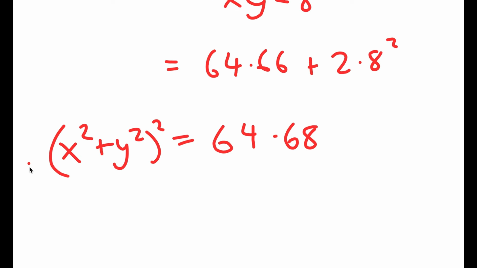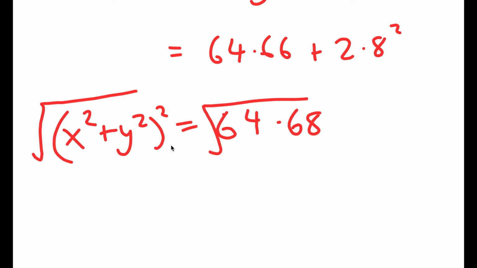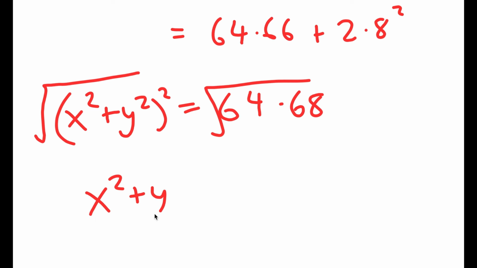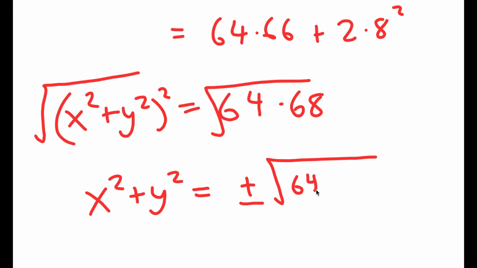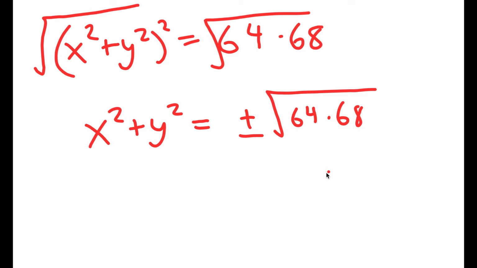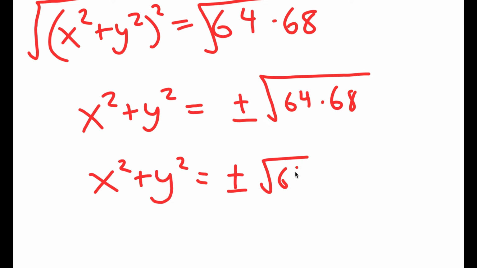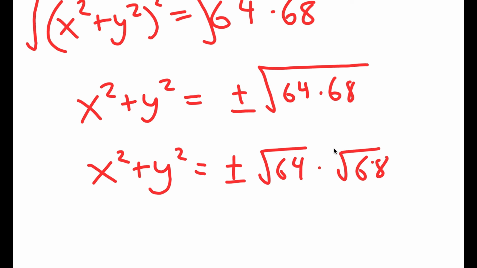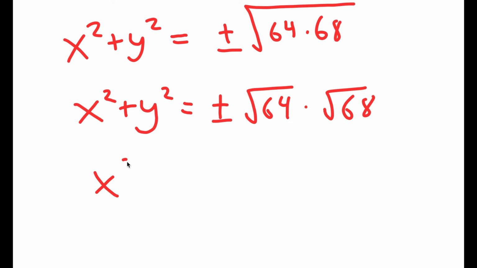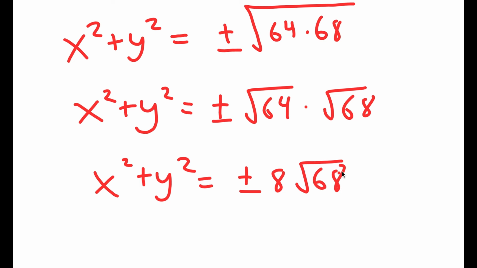So now what I'm going to do is I'm going to take the square root of both sides. So now I get that x squared plus y squared is equal to positive negative square root of 64 times 68. And this is the same thing as positive negative the square root of 64 times the square root of 68. And if you guys already know, the square root of 64 is equal to 8. So I get x squared plus y squared is equal to positive negative 8 times the square root of 68.